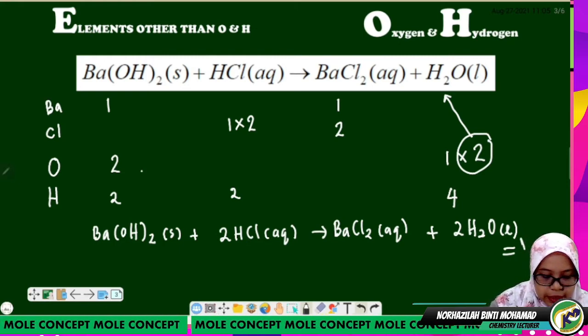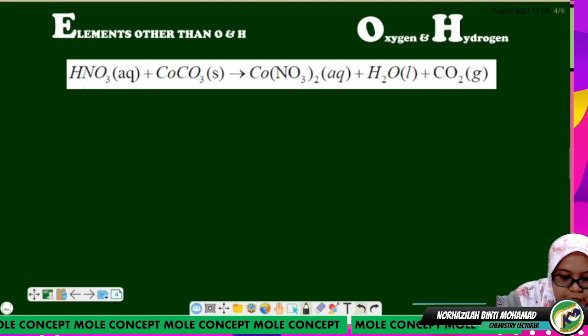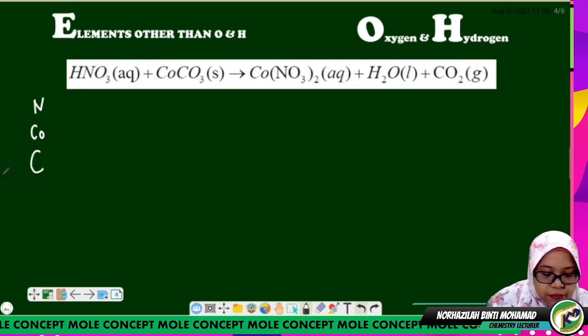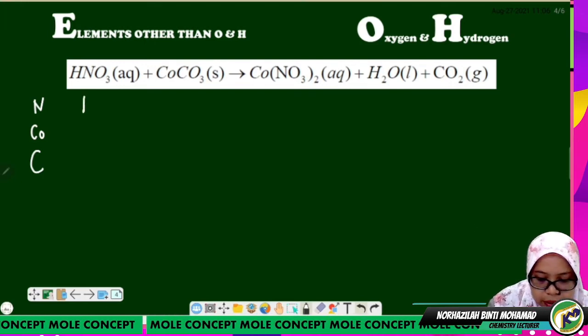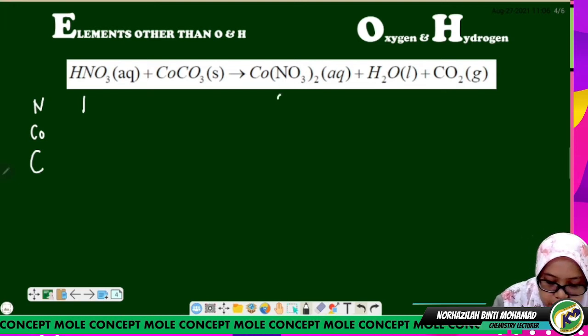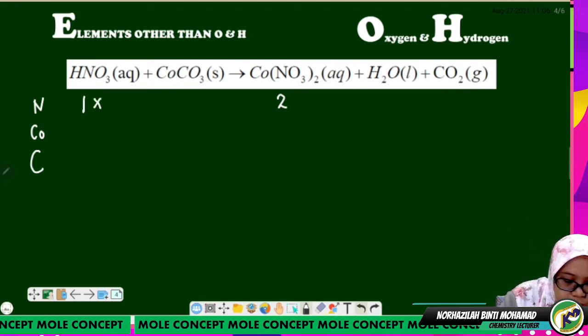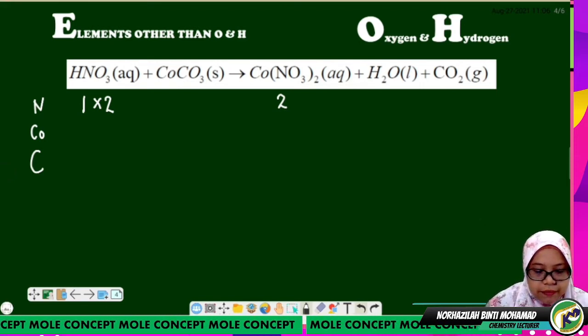Okay. Next, we look at the second example. I have HNO3 plus CoCO3 producing Co(NO3)2, and then H2O and CO2. So we list down the elements other than oxygen and hydrogen first. In this case, we have nitrogen, cobalt, and carbon. For nitrogen, on the reactant side, I have one nitrogen here, and on the product side, I have two nitrogen here. So to balance the number of nitrogen, I need to multiply the HNO3 by 2.